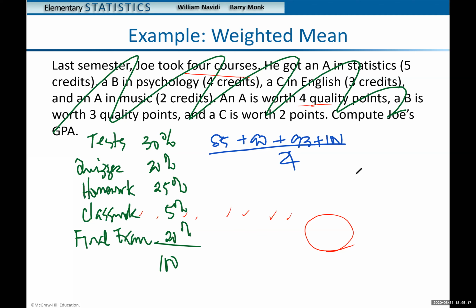Homework, all the chapters up to, let's say, 14 chapters from your Connect Math, that is 25%. Add those and divide by 14, or if there are 13. Classwork, everything about your discussions and your classwork that you submit here, that's going to be 5%.